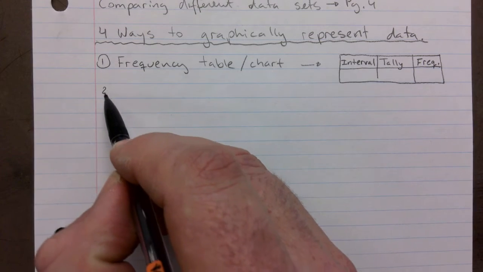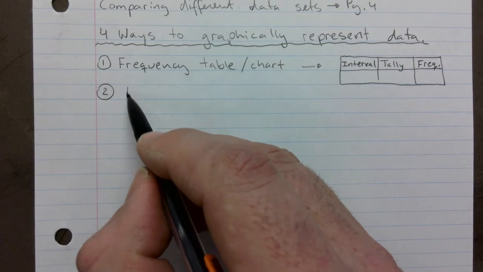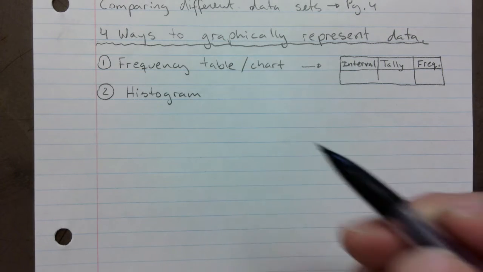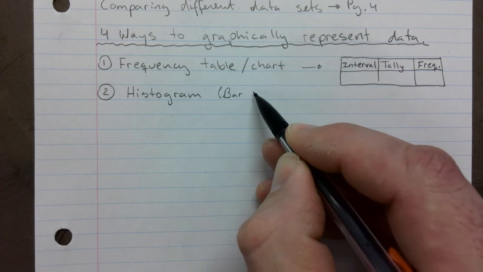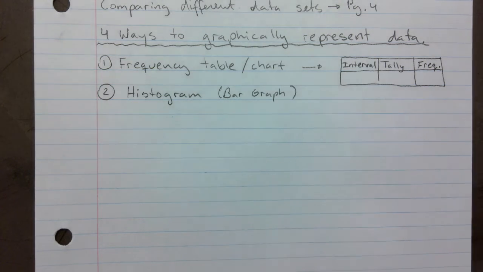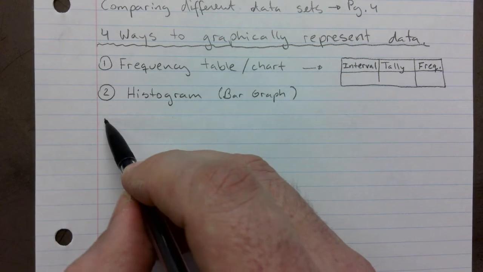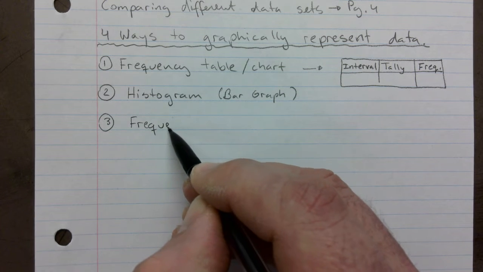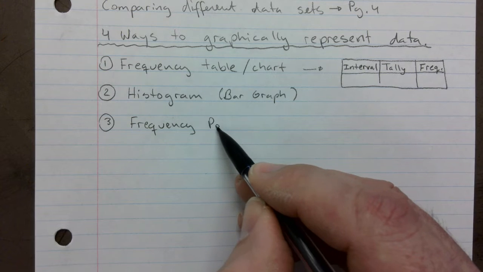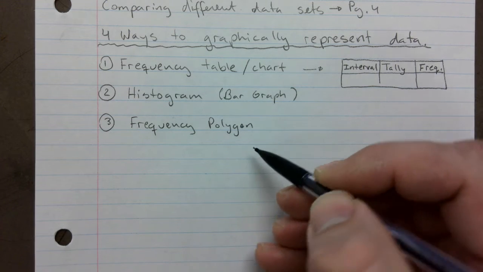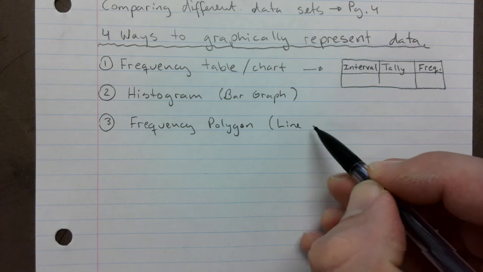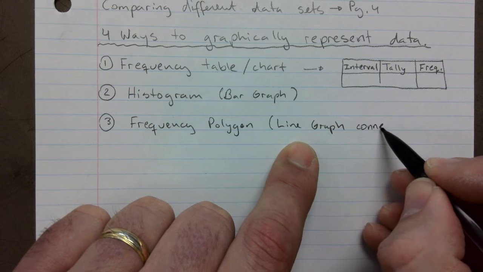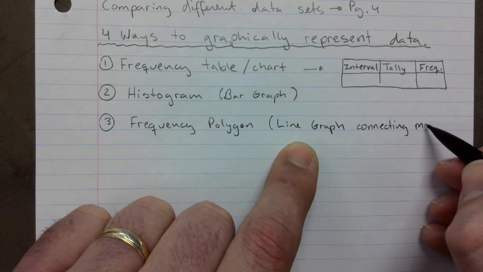The second way of graphically representing is what we call a histogram. And it is really a bar graph. Then the third one is a frequency polygon. Don't panic here with these words. Frequency polygon. It's basically a line graph connecting midpoints.